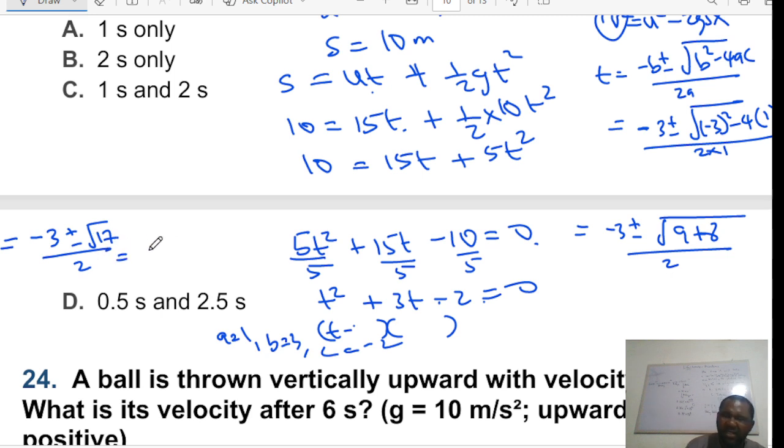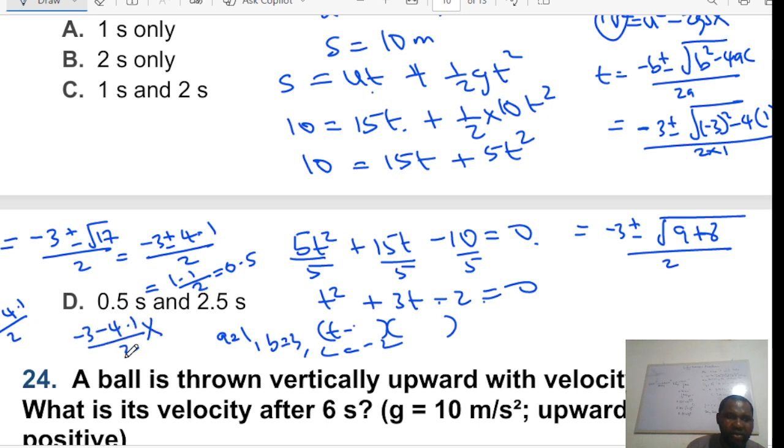The square root of 17 is approximately 4 point something. So let me use 4.1 divided by 2. And so you are going to get 1.1 divided by 2, which is about 0.5. That is, you say negative 3 plus 4.1 divided by 2 and negative 3 minus 4.1 divided by 2.